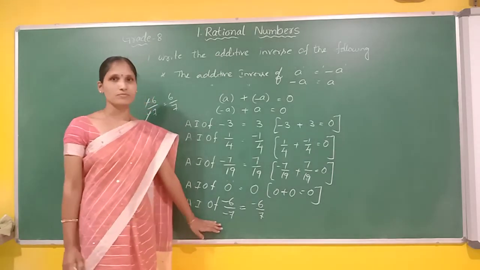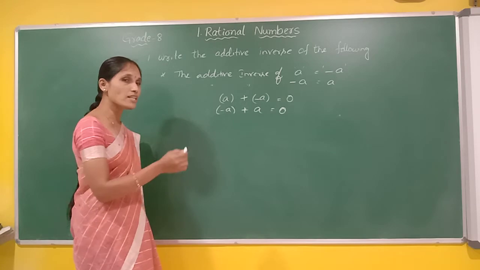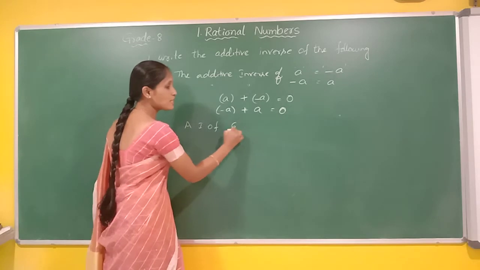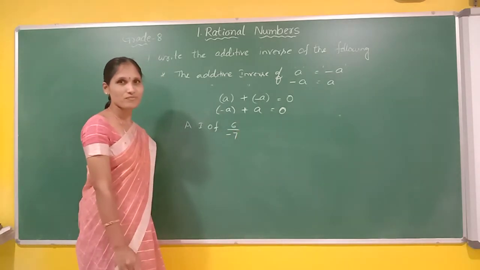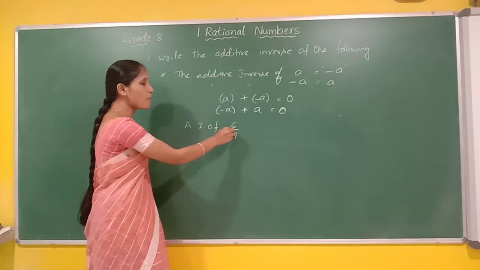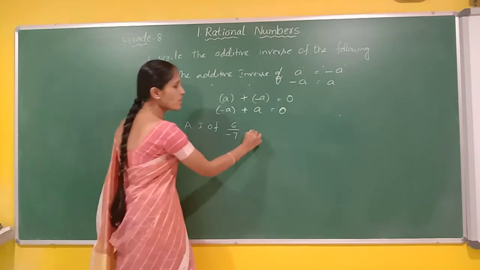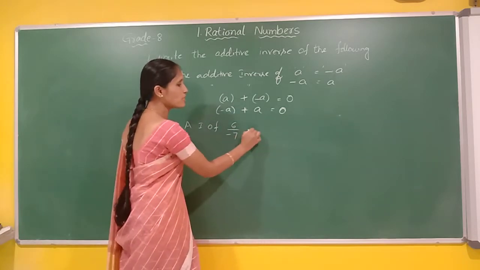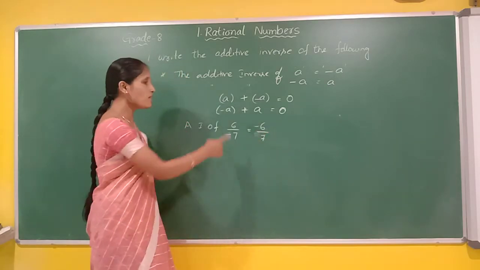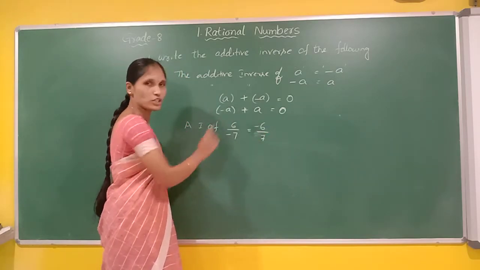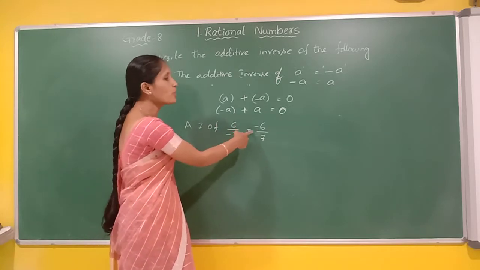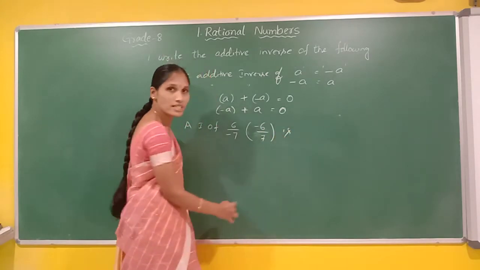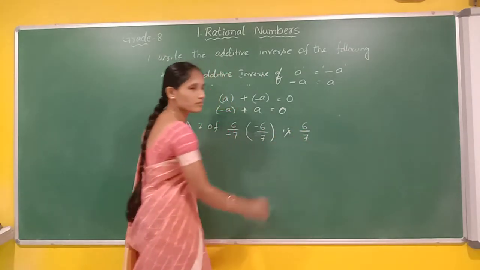Okay? See. Let's see another example. Additive inverse of 6 by minus 7. What is your answer? Actually 6 by minus 7 means, children, this value is equal to minus 6 by 7 only. Anyway, quotient of unlike signs is negative. Both are equal. Now tell me what is the additive inverse? That is equal to 6 by 7.